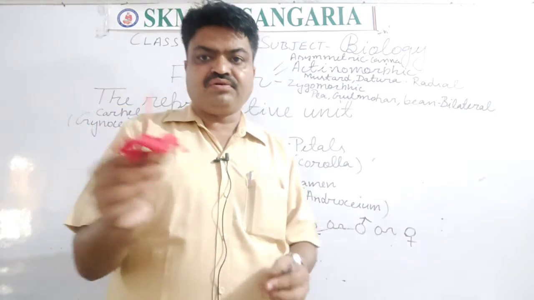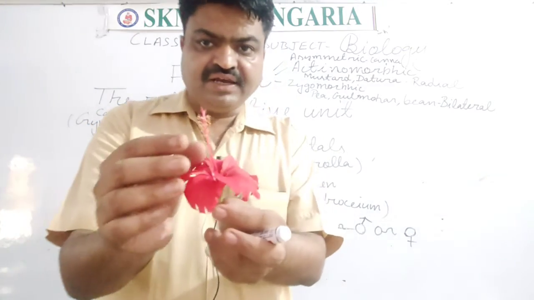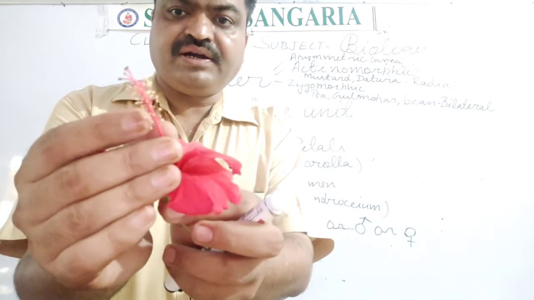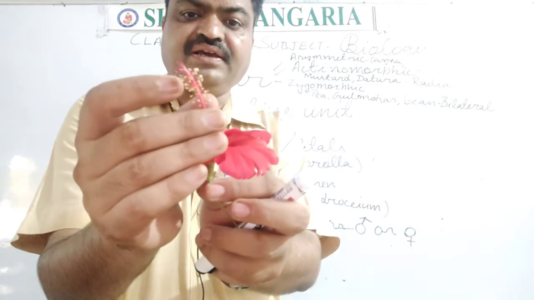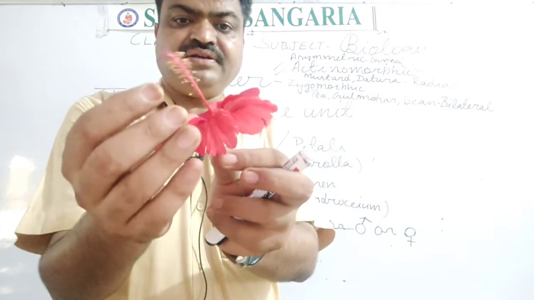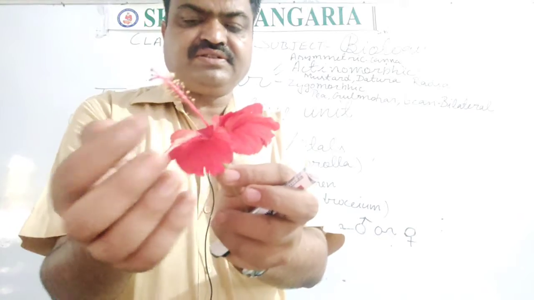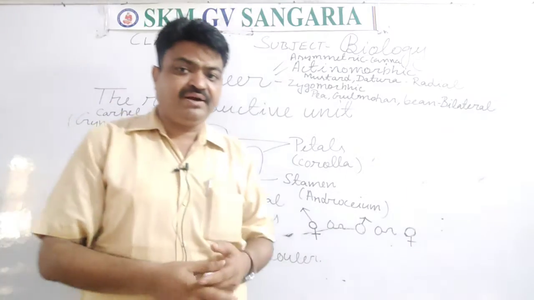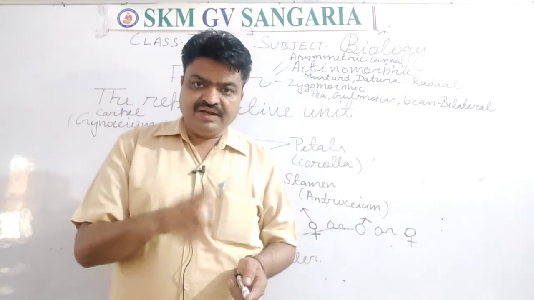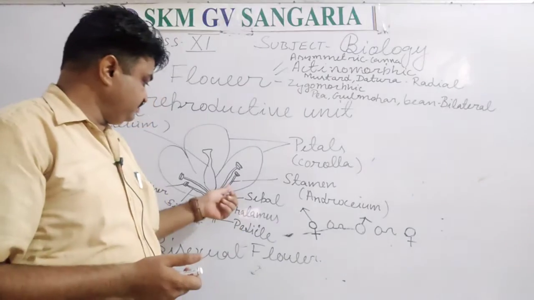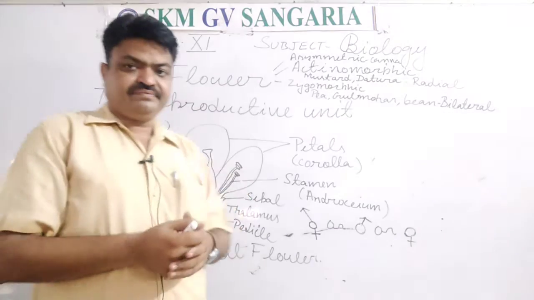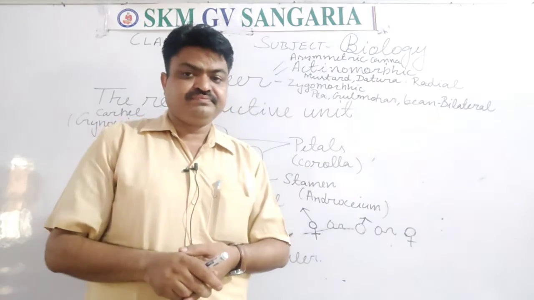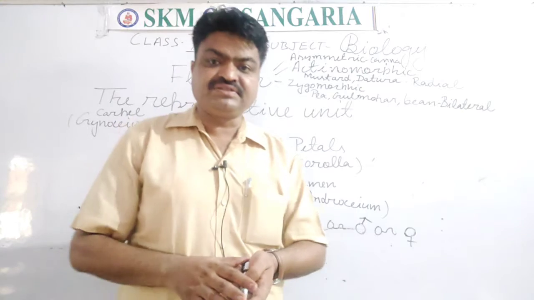In this you can also observe the androecium, student. These yellow parts are stamens, the yellow part containing stamens. And what are they? They are anthers, and these thread-like structures are known as filament. So the stamen contains two important parts. First is the filament, the thread-like structure, and second is the anther. And the anther is bilobed, student, meaning there are two lobes, and those lobes are known as pollen sacs.